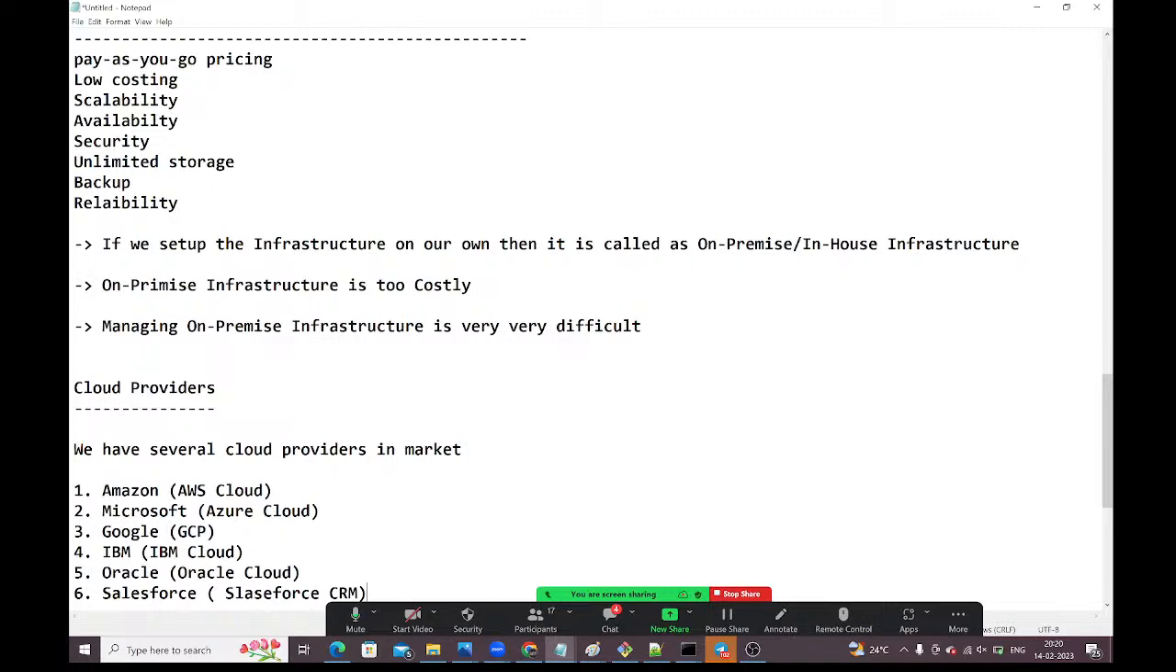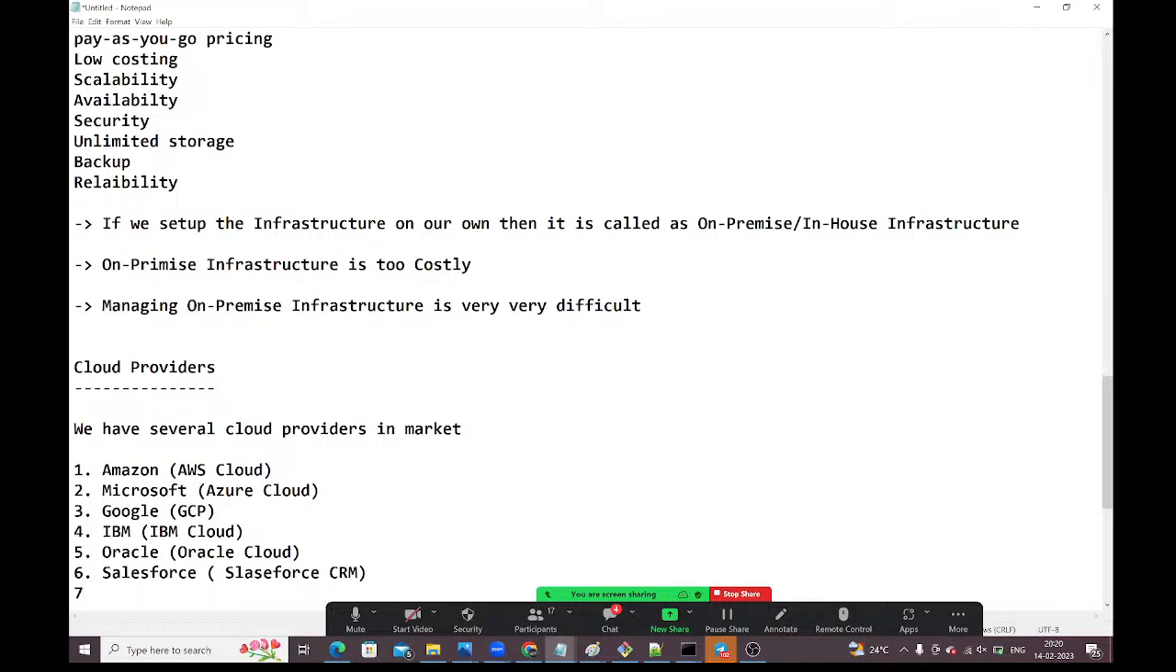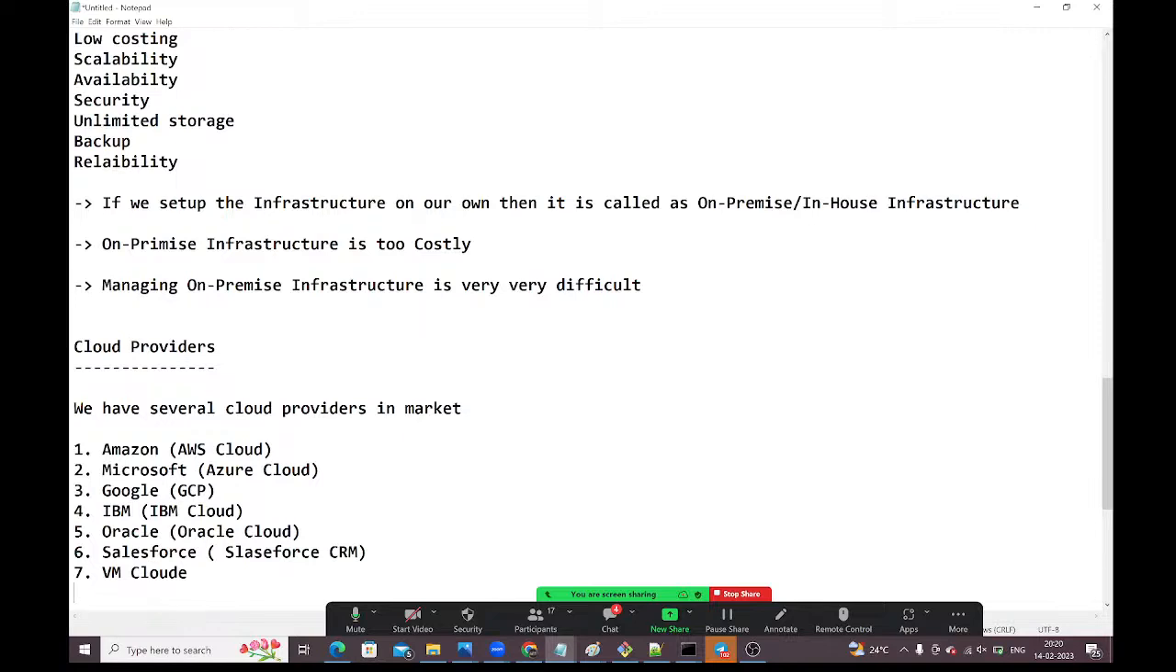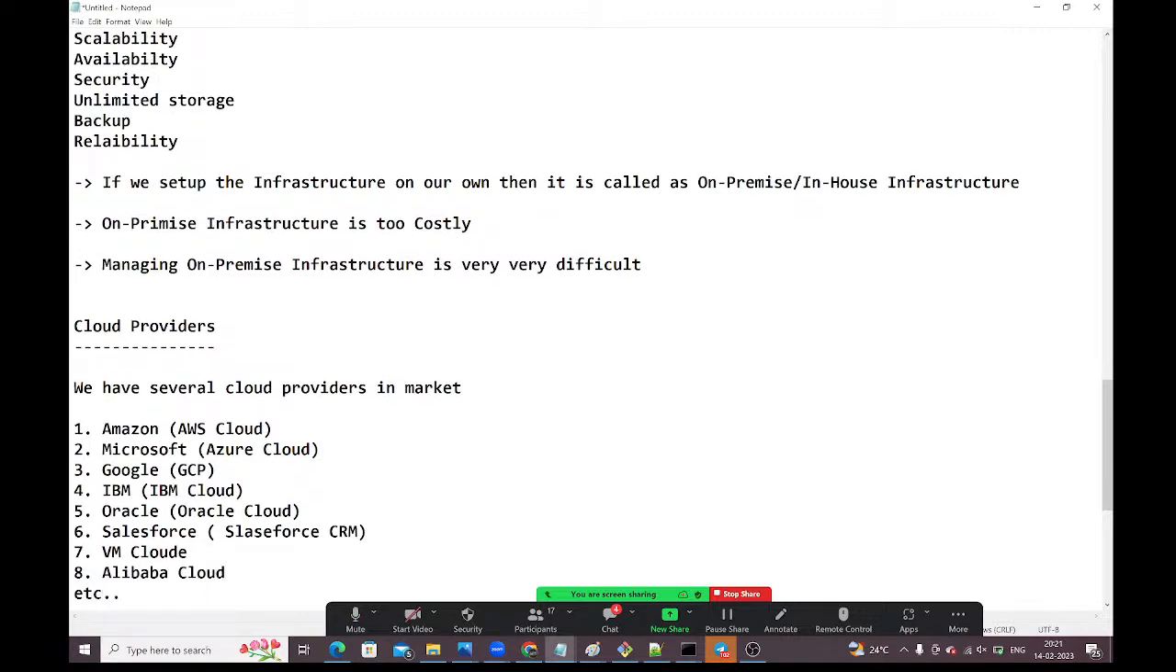Next, VM Cloud. We have the VMware company also. Next we have Alibaba Cloud. So like this, we have several cloud providers available in the market.